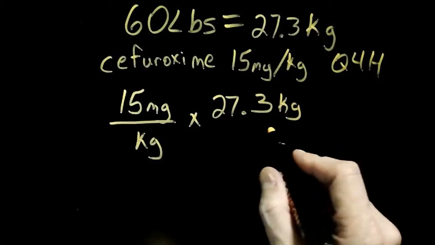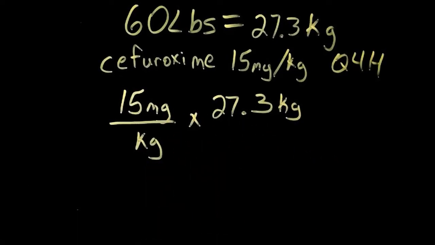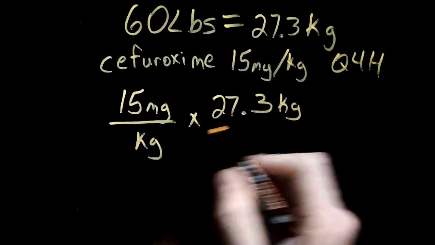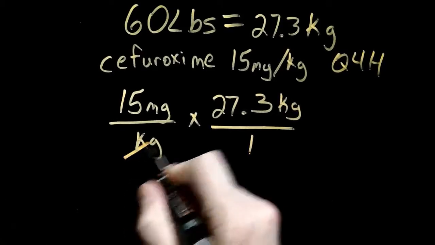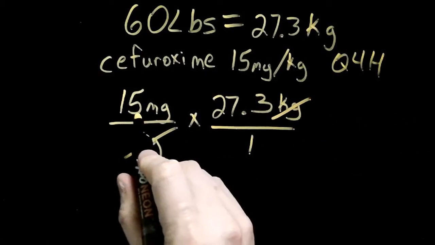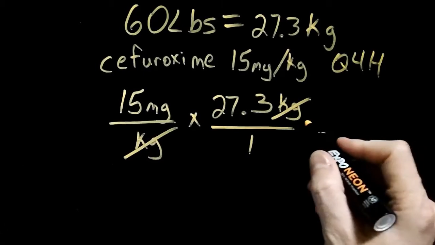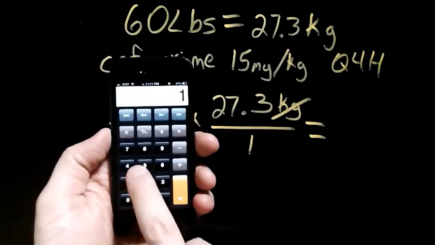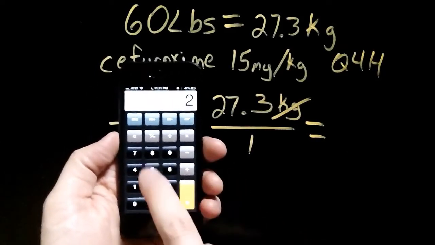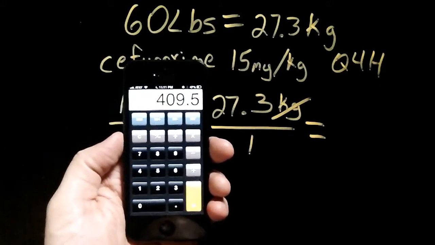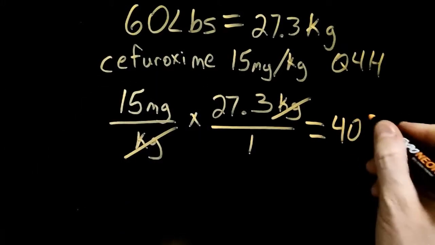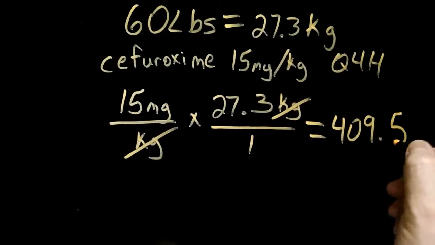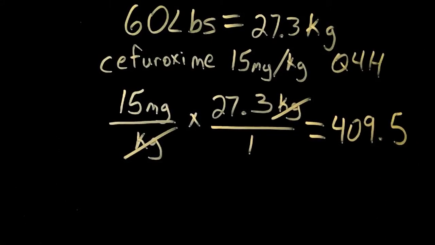Now why am I wanting to do that? Because basically in the end I want to make sure I just have milligrams. The question in the end was how many milligrams per day the child received. So by the end I only want to have milligrams. So I can cancel these out, and then all we'll have to do is 15 times 27.3. Again, I'll do that on my calculator. 15 times 27.3, and the answer I'll get is 409.5. So that is how much the child will get per dose.